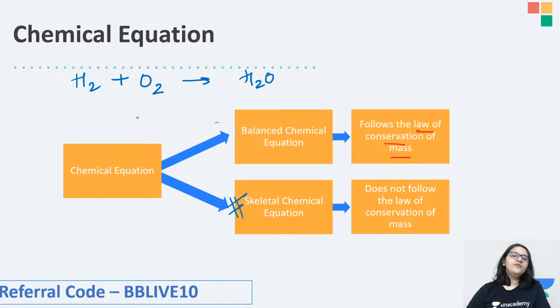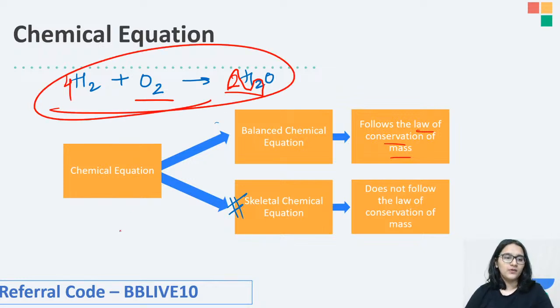Now what will be a balanced chemical equation in this case? When I equalize the number of atoms on both sides. Over here I have 2 hydrogen, over here I have 2 hydrogen, so hydrogen is balanced. Oxygen over here is 2, oxygen over here is 1. Can I make this 1 into 2? Yes, by multiplying this by 2. So I have 2 oxygen, but now the hydrogen has become how much? 2 2s are 4. So now this is a balanced chemical equation, right?